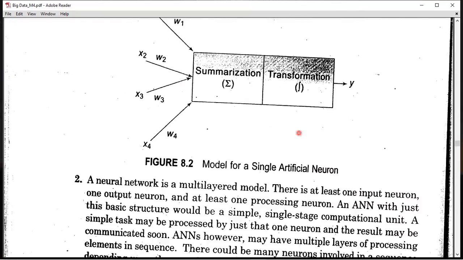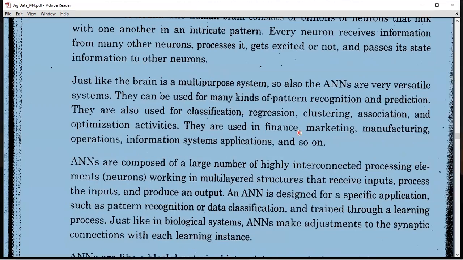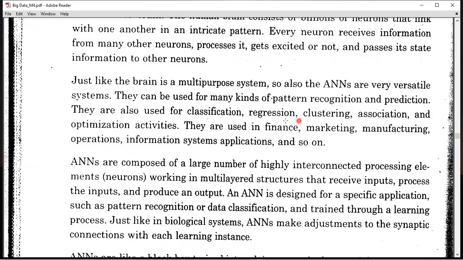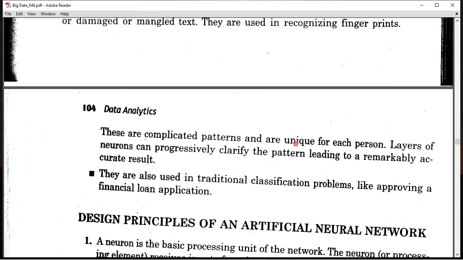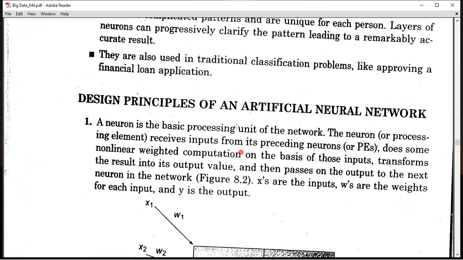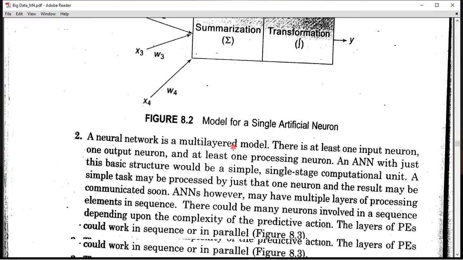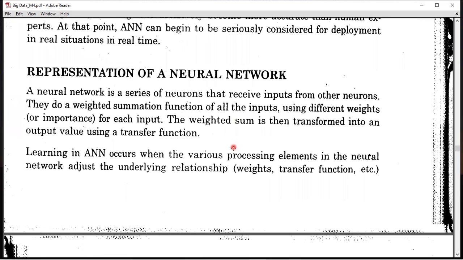So far we covered three topics. The first topic we covered is what artificial neural networks are. So it works similar to a brain. What are all the areas in which you can use artificial neural networks? Later on we covered some of the business applications where you can use artificial neural networks. So now we cover the design principles of artificial neural networks. So the next topic is the representation of an artificial neural network.